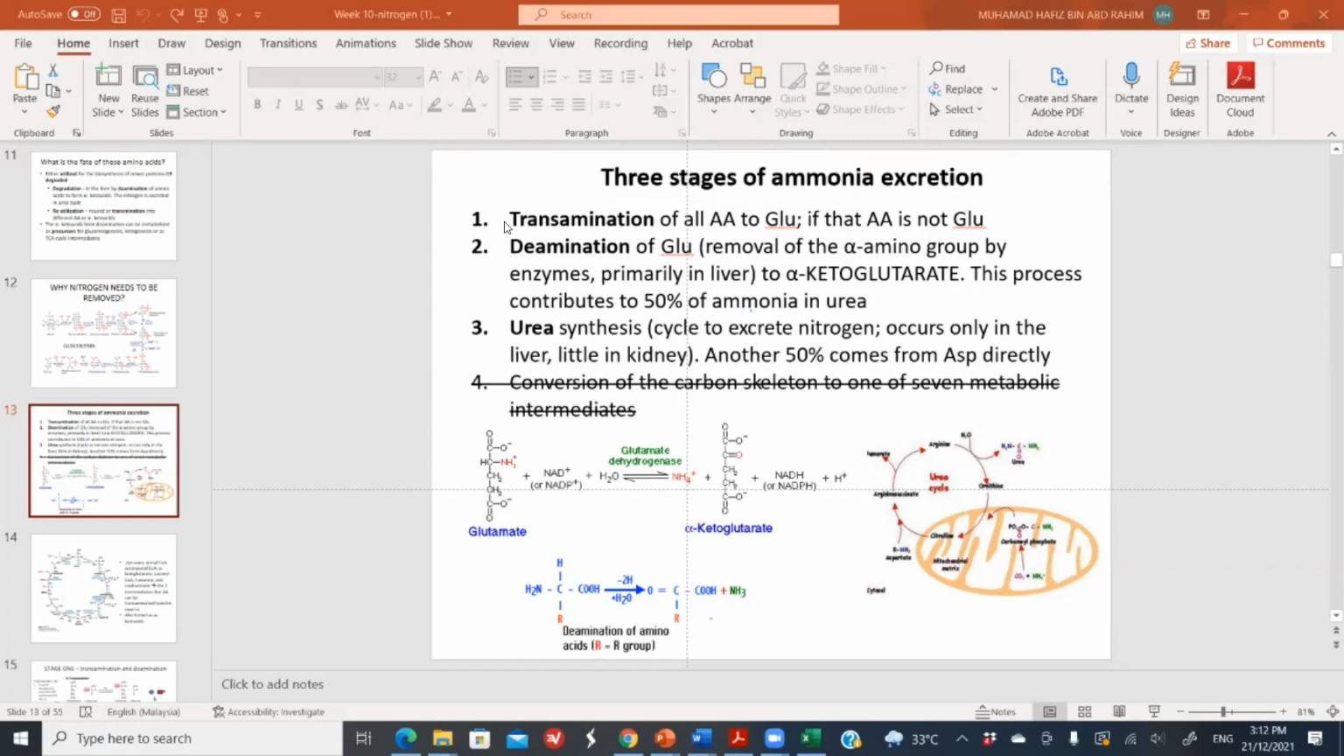Transamination means that amine ni ialah group nitrogen kan, betul tak? Have you ever heard about the amine group? Benar. Okay, so nitrogen lah. Okay, pernah dengar tak transamination? Have you ever heard about transamination?